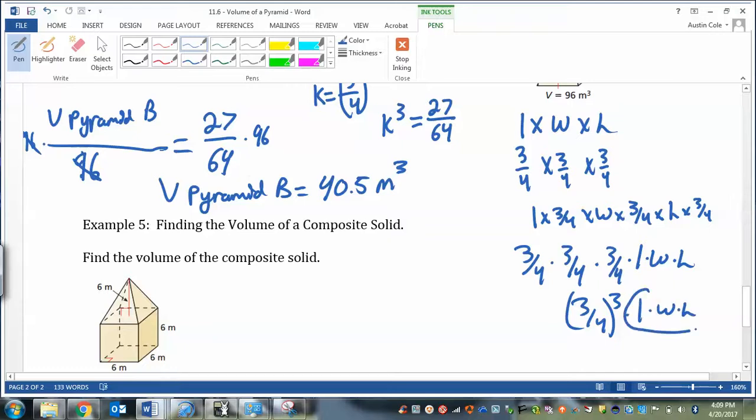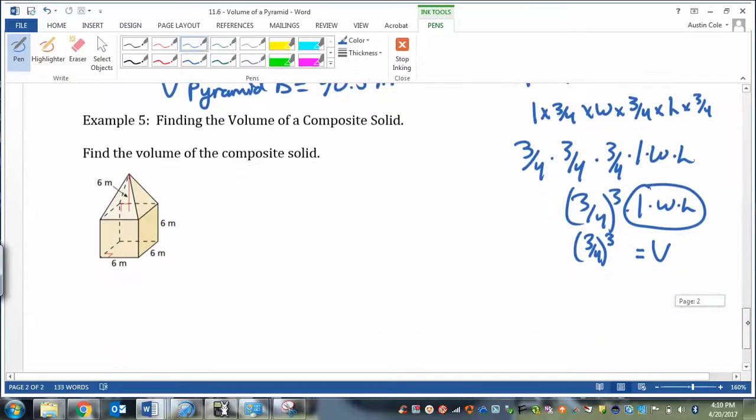We know length times width times height is volume, so we can substitute that in. So our volume has to be 3/4 cubed times whatever the volume of the other one is. Our volume proportion is 3/4 cubed. That's kind of where that comes from. If you found that really boring, hopefully you just skipped ahead.